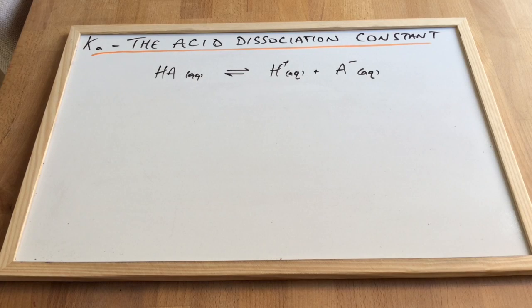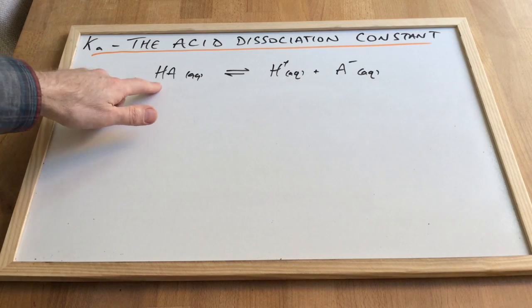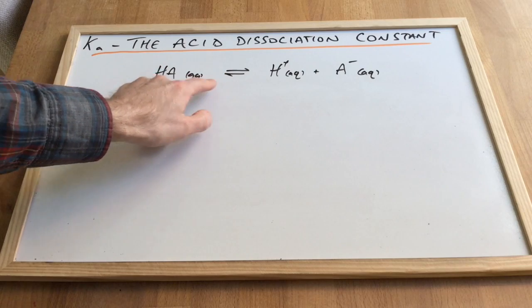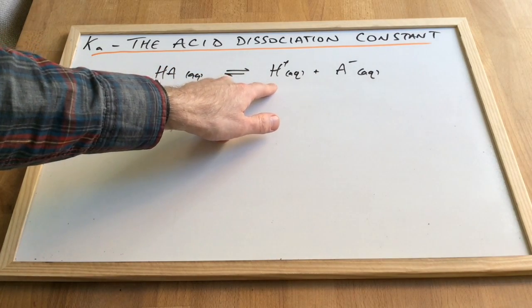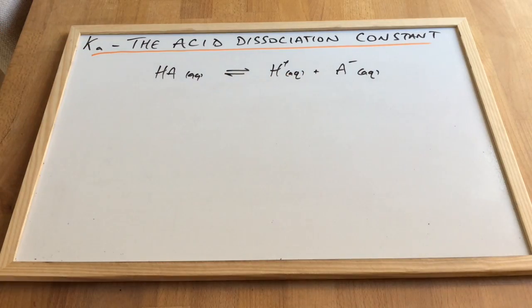In this video I'm going to look at the acid dissociation constant, Ka for short. You can see on the board I've got the simplified version of the dissociation that exists when a weak monobasic acid is put into solution. So we've got partial dissociation of HA in equilibrium with the ions H plus and A minus.